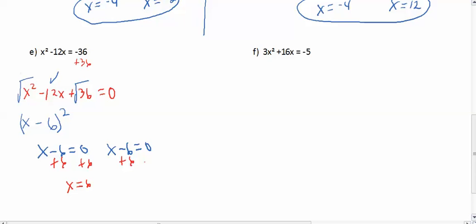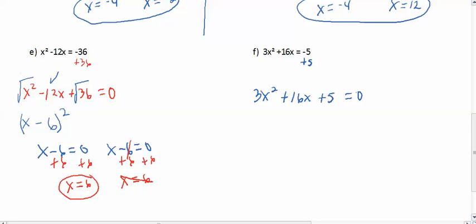And I really don't have to do this side, but I'll go ahead and do it for you. So we have our x is equal to 6. We just need one of them, and it's just that answer. Okay? And the last one. First of all, we need to set this to 0, so I need to add 5 to both sides. So I have 3x squared plus 16x plus 5 is equal to 0.